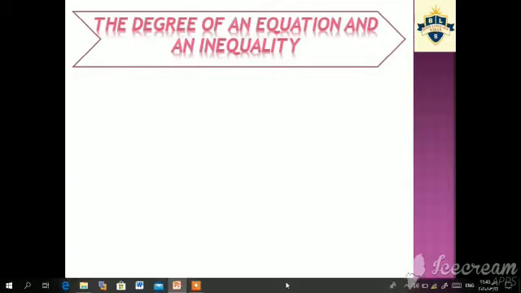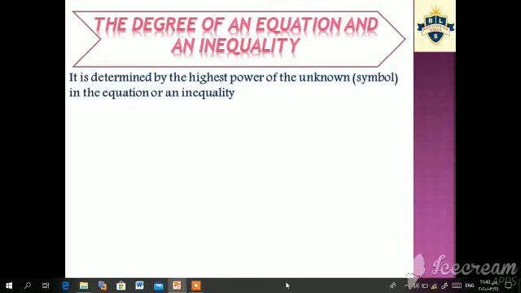The second idea in this lesson is the degree of an equation and an inequality. What is the meaning of degree? Degree is determined by the highest power of the variable in the equation or an inequality. For example, letter A, 5y squared plus 3 more than 13.